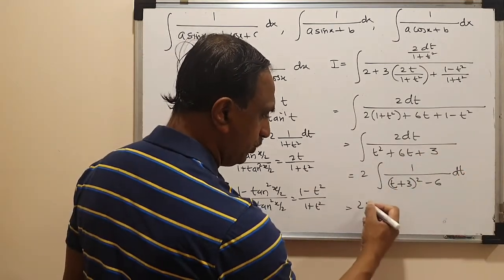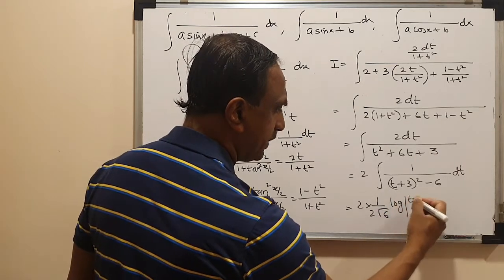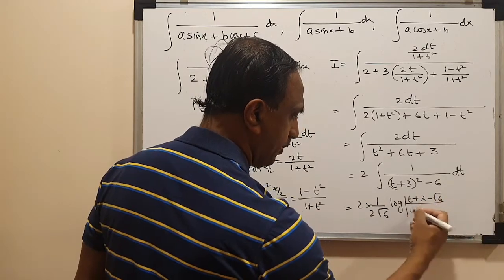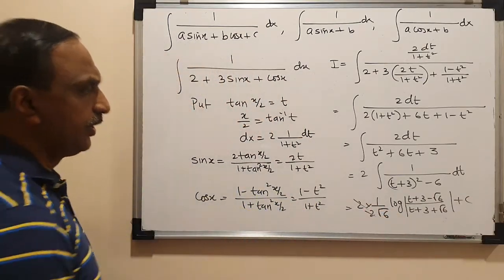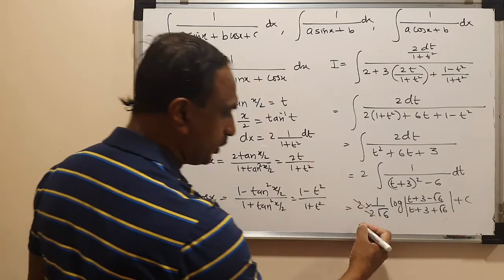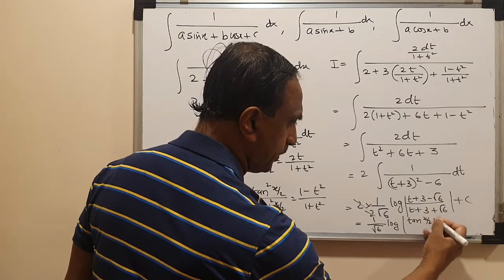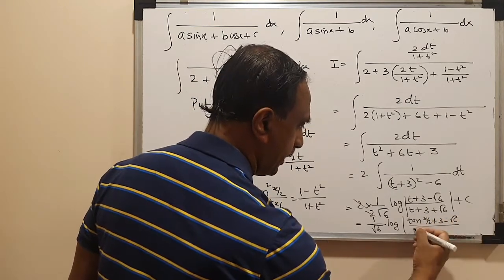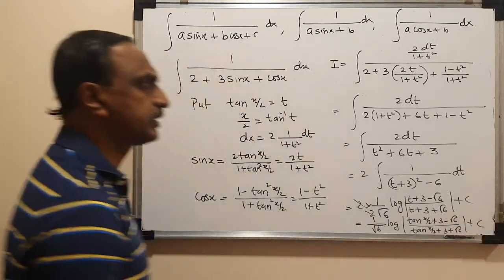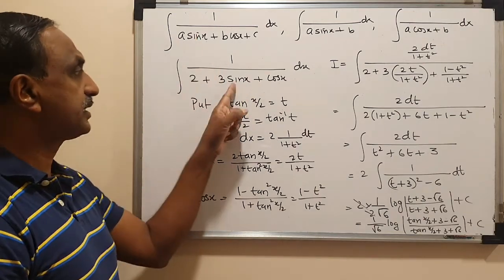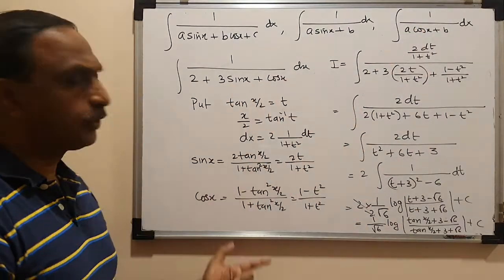That became 2 into 1 by 2a, log of t plus 3 minus root 6 over t plus 3 plus root 6. This 2 and this 2 will get cancelled. Now wherever there is t, we can replace it by tan x by 2. So 1 by root 6 log of tan x by 2 plus 3 minus root 6 divided by tan x by 2 plus 3 plus root 6. This becomes your answer. So whenever we have a denominator with a sin and cos combination, it may be only sin with a constant, or only cos with a constant, we need to do this procedure.